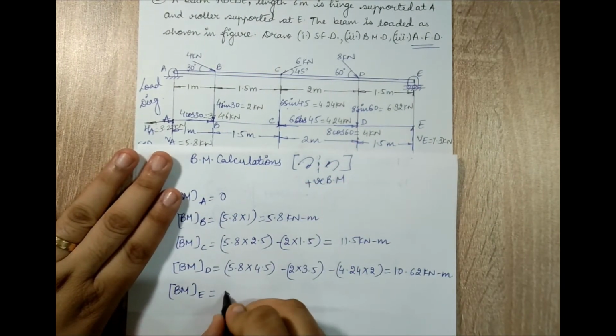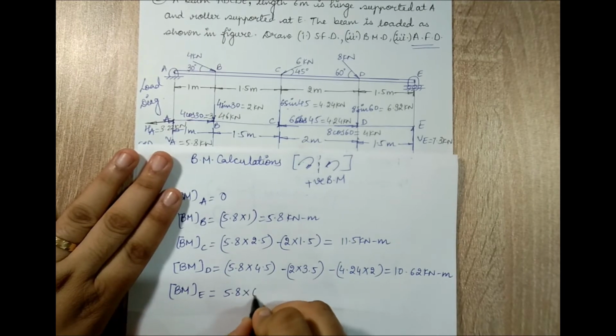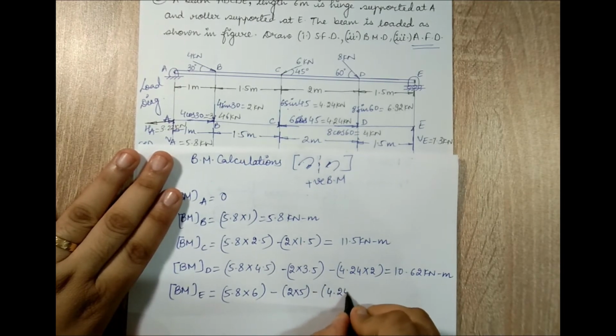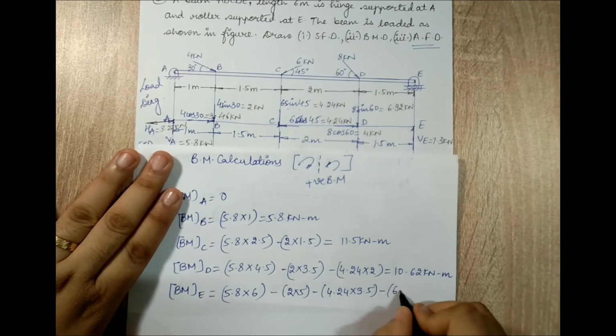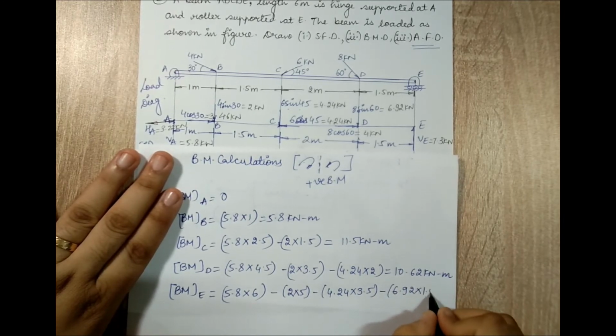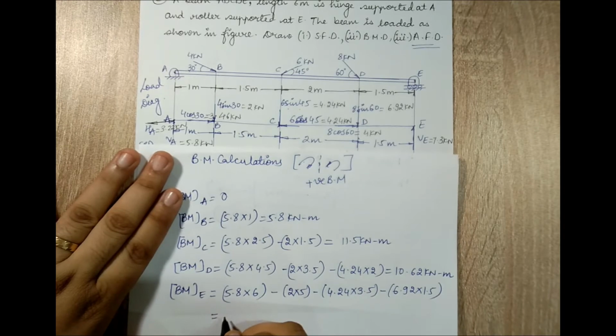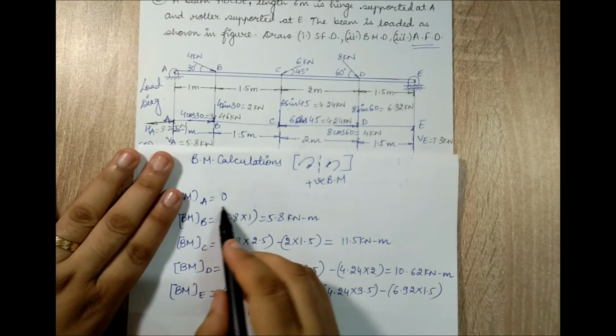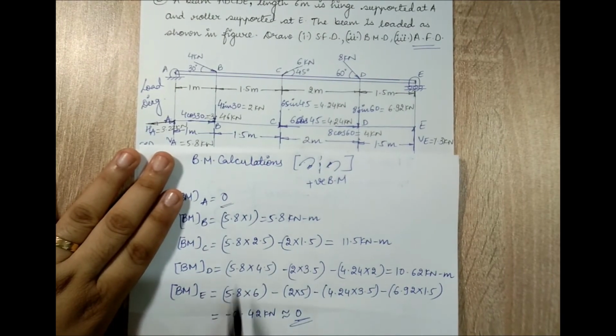So I will write down 5.8 into 6 minus 2 into 5 minus 4.24 into 3.5 and I have minus 6.92 into 1.5. I get the answer as minus 0.42 kilonewton, which is approximately equal to 0. So I start at 0, I end at 0. It is very important to check this. My answers are correct, I can plot them.